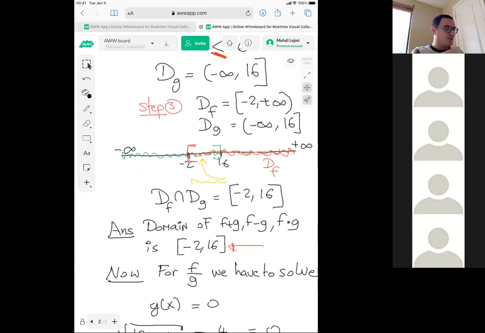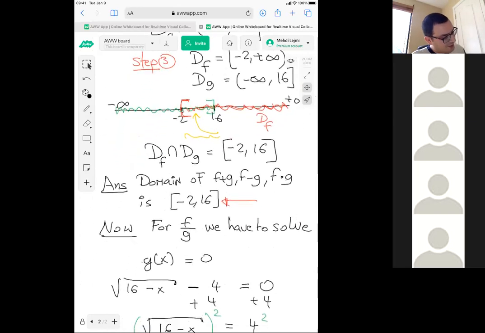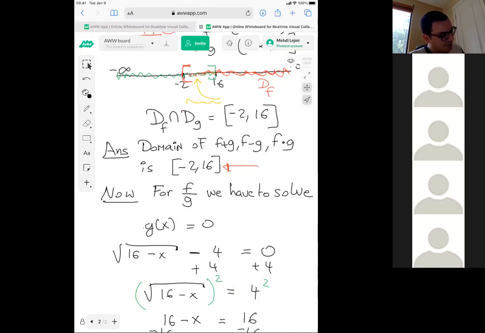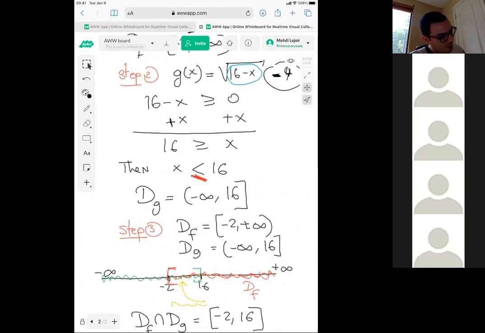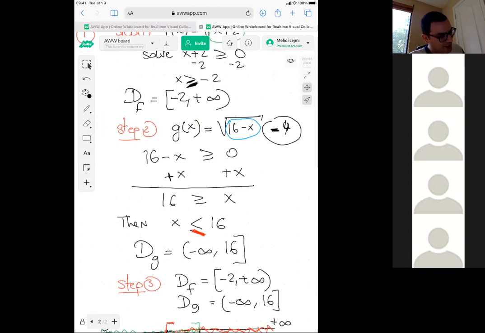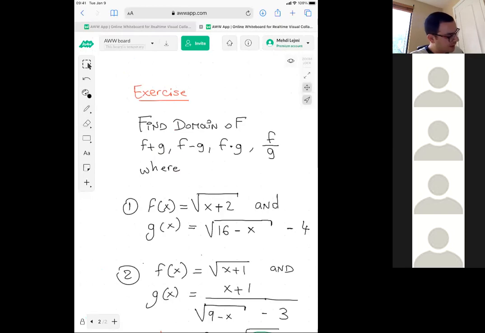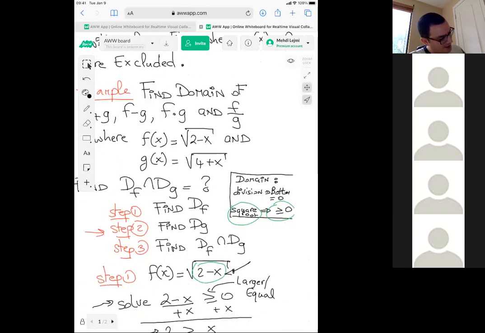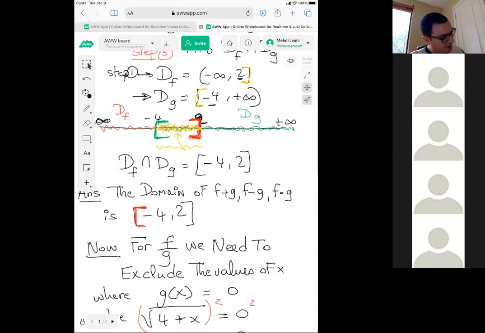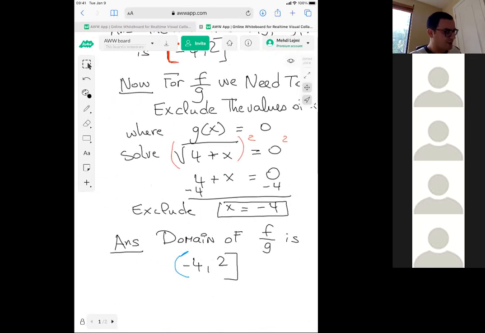Yeah, that's a good question. That's because g is a little bit different. In this function g, there's this minus 4 outside the square root. So you are asking why in the previous example we had only one interval, right? We had this negative 4 and positive 2.